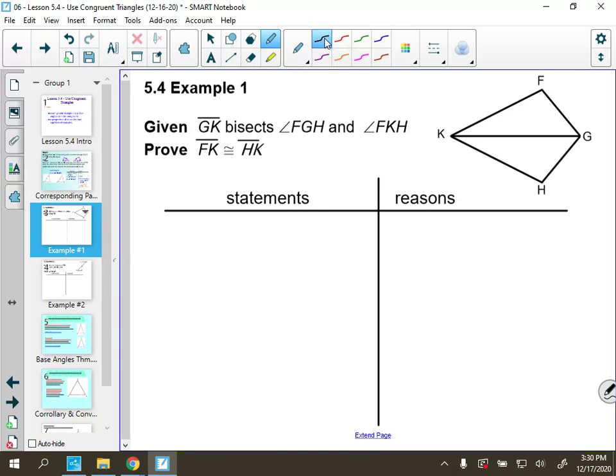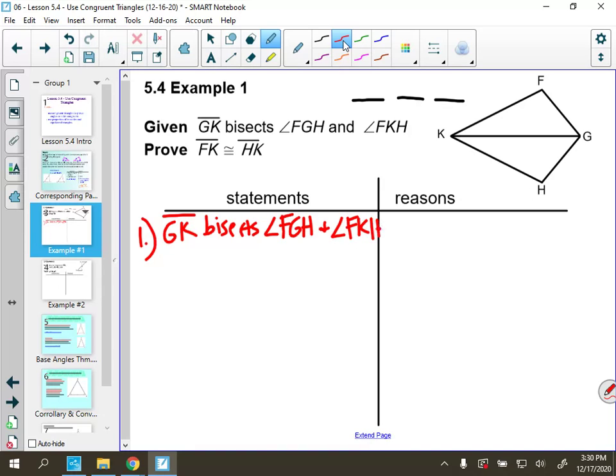Let's get it going. What's been our process here? It's been to use the three blanks. We're looking for sides and angles that we can justify and say are congruent. I've got a piece of given information here that says segment GK bisects angle FGH. And that same segment also bisects angle FKH. That's given to us. I haven't said anything's congruent to anything yet, so I don't have anything in my blanks yet.